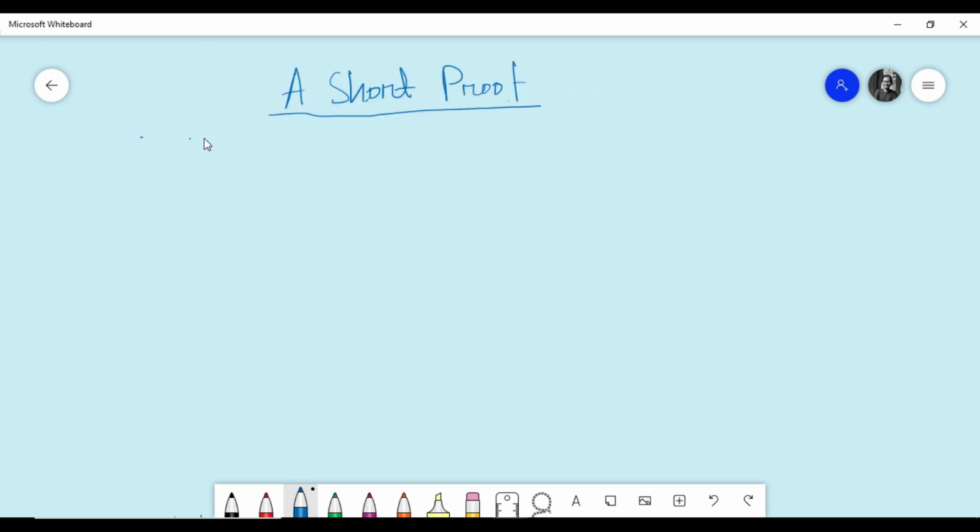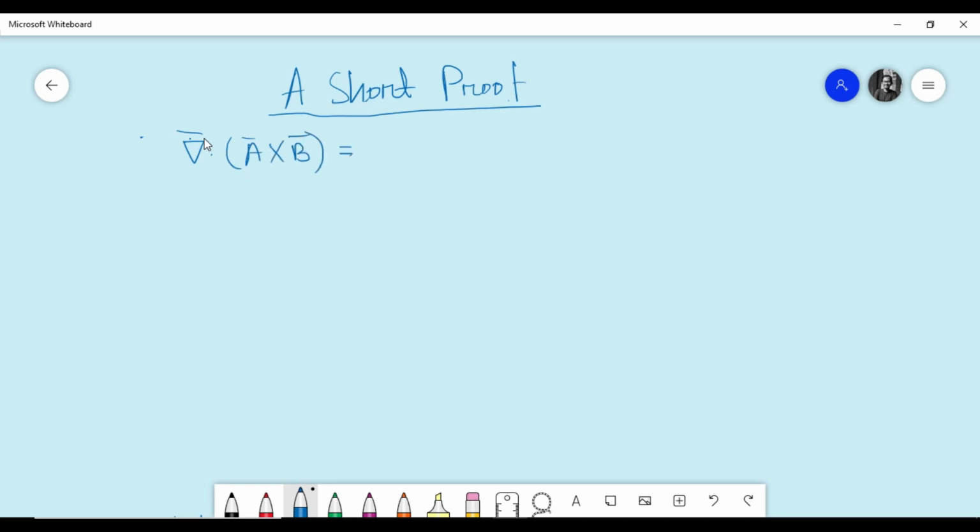Now I will show a short proof of the vector identity that I just mentioned. But if you already know the proof, then there's no need to watch this part of the video. You can just skip to the next part. So we need to prove what's the expression for the divergence of A cross B.